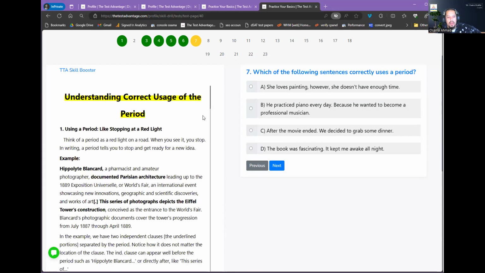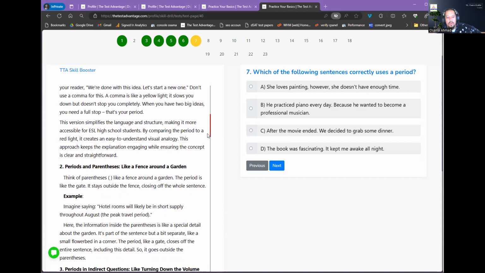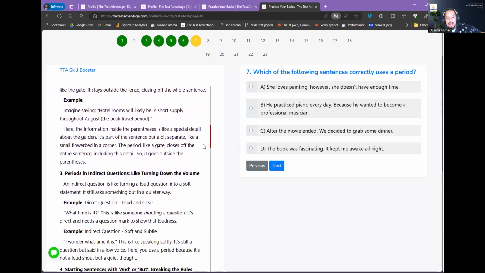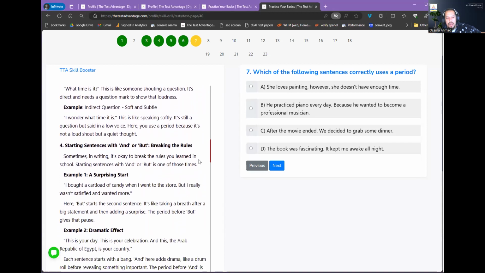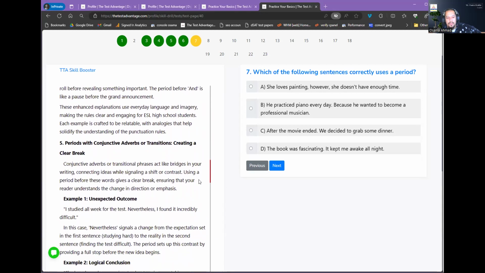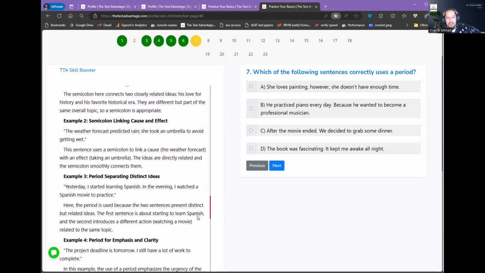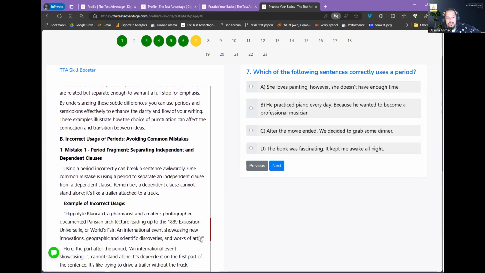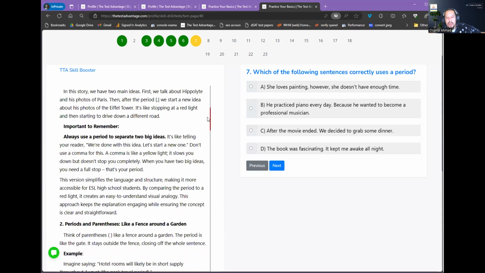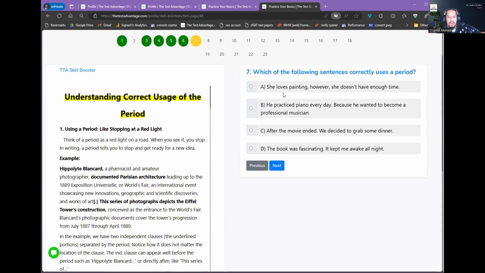Question number 7. We already talked about the rules about the period. These are more in-depth notes here. It's like a stop sign. It stops the sentence. If you want more in-depth notes, we covered all of these. Okay, we covered these. So let's continue here. Which of the following sentences correctly uses a period?